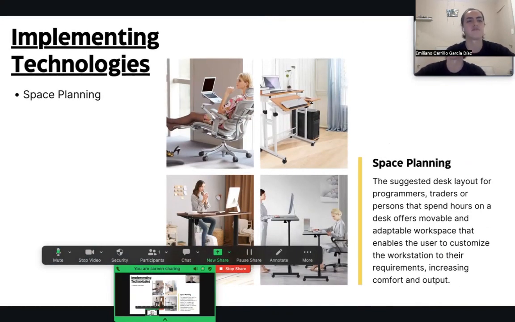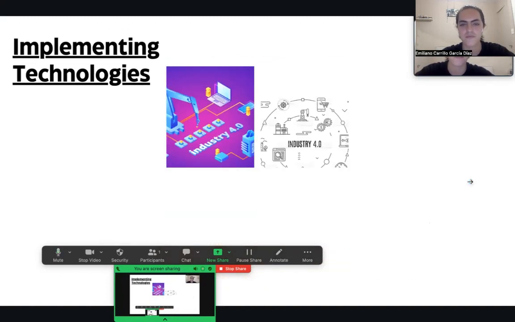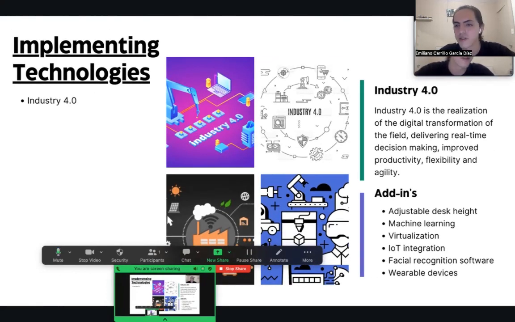Then we go on to the space planning, where we actually evaluate how we want to improve the workstation, right? So we take some of the technologies that we have learned in our course of cyber physical systems, and we evaluate how to make them work or how to integrate them into the actual workstation. Some of the examples that we use, for example, in the concept of Industry 4.0, are adjustable desk height. All of this should be automated, and we will talk about that later.